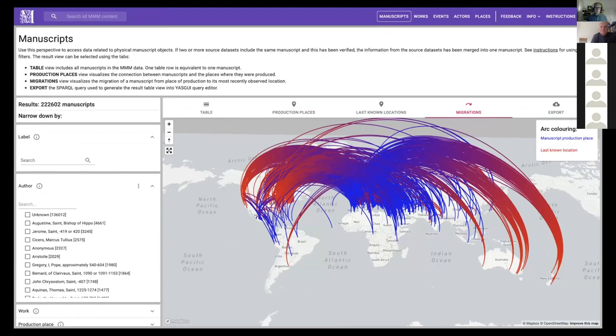This is the migrations view, which visualizes the actual manuscript migrations from the place of production to the last known location. And here we also have all of the more than 220,000 manuscripts. So it already becomes a bit messy, but it visualizes very well these general trends that most of these are produced in Europe and then go somewhere else, I guess, or moved around in Europe.